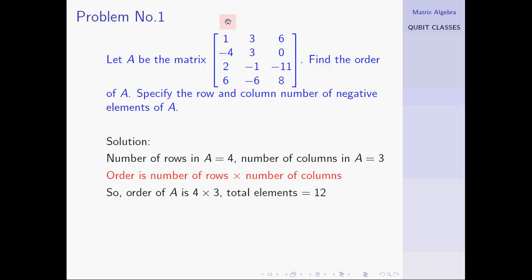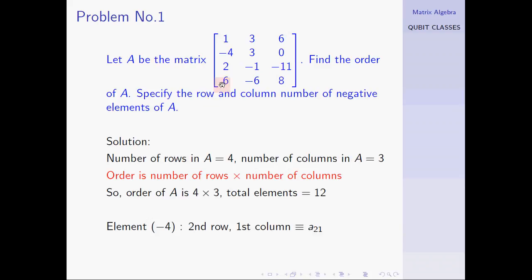Also note that if there are 4 rows and 3 columns, the total number of entries present in that matrix is 12. So if the order is m cross n, then the total elements in that matrix will be m into n. So we have specified the order. Now consider the negative elements of A, which are minus 4, minus 1, minus 11 and minus 6 respectively.